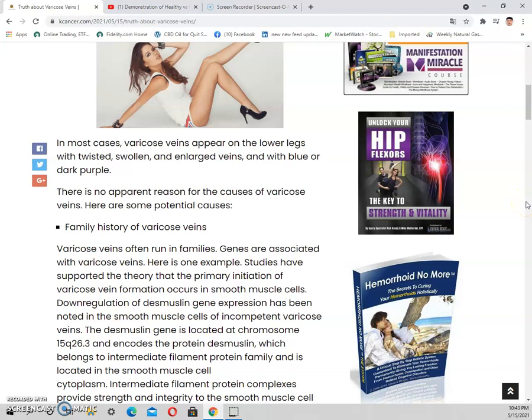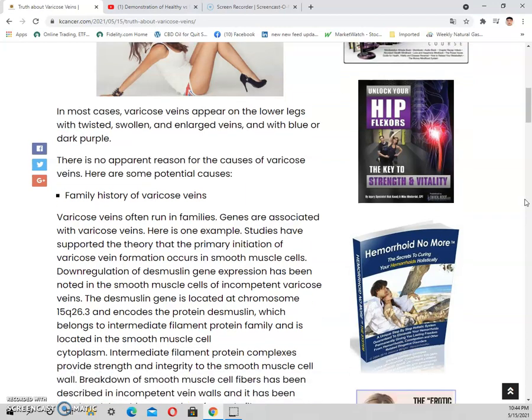Usually in this case, you cannot do anything. But if you would like to know exactly which gene in your body is responsible for varicose veins, there's now a genetic test. You may find out what is wrong with your genes. That's a possibility.